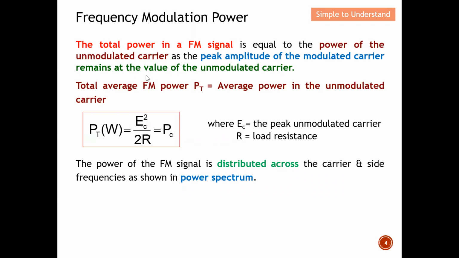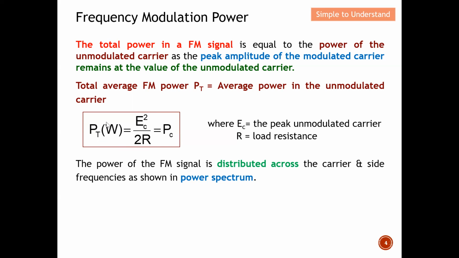And therefore, over here, you can see from this equation, the total average FM power is equal to the average power in the unmodulated carrier, which can be expressed in this equation here. Remember, this is P equals V squared divided by R initially. But remember, this is V peak, so I need to convert the V peak to RMS, and therefore my power becomes EC squared divided by 2R. Maybe I will do another video to explain why there is a 2R over here. Because we do a conversion from V peak to RMS, therefore we have this 2. But at this moment, let's take this.